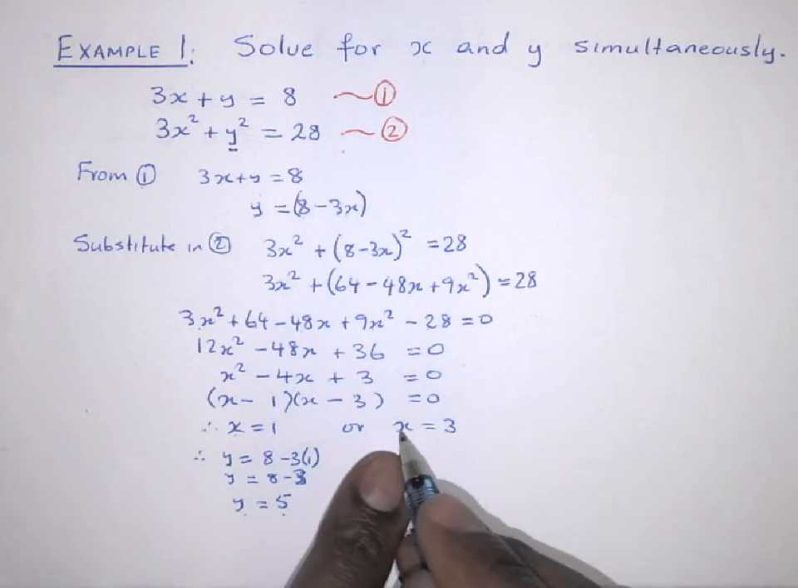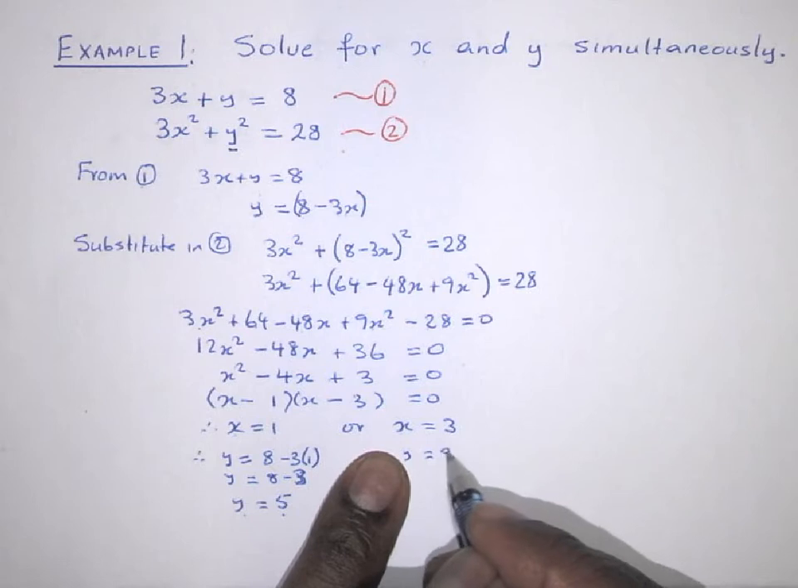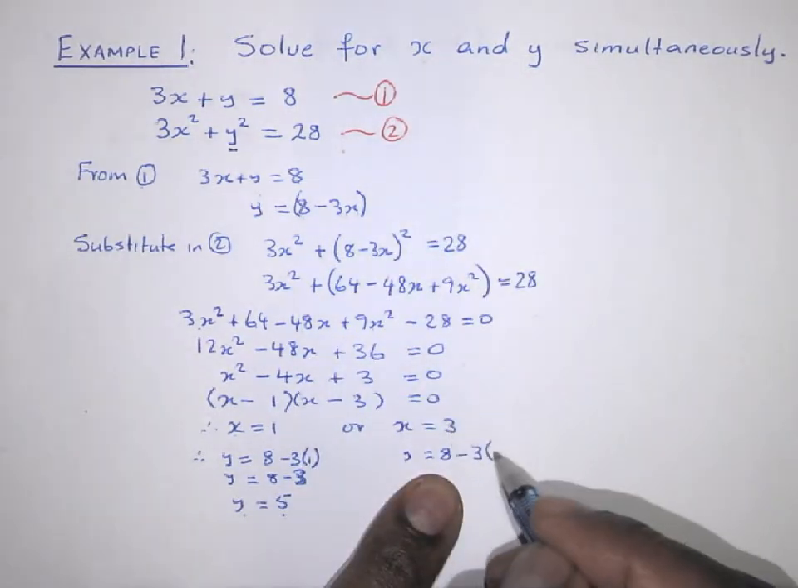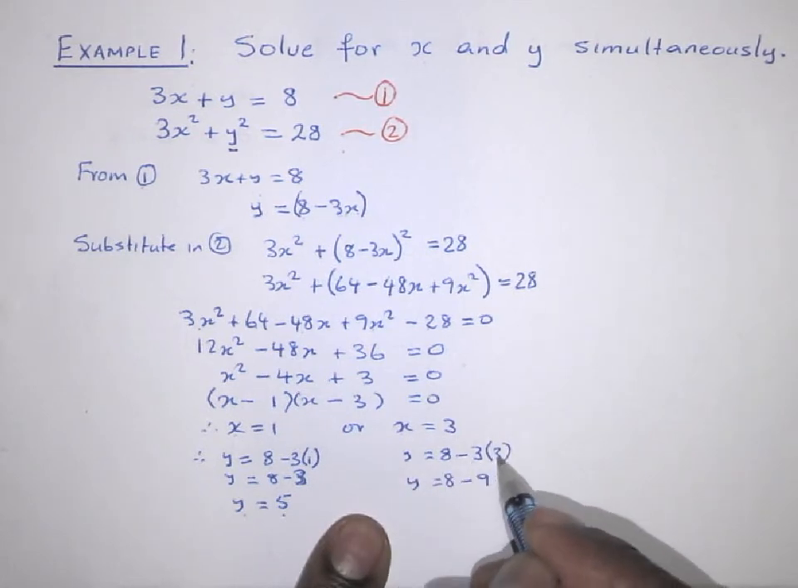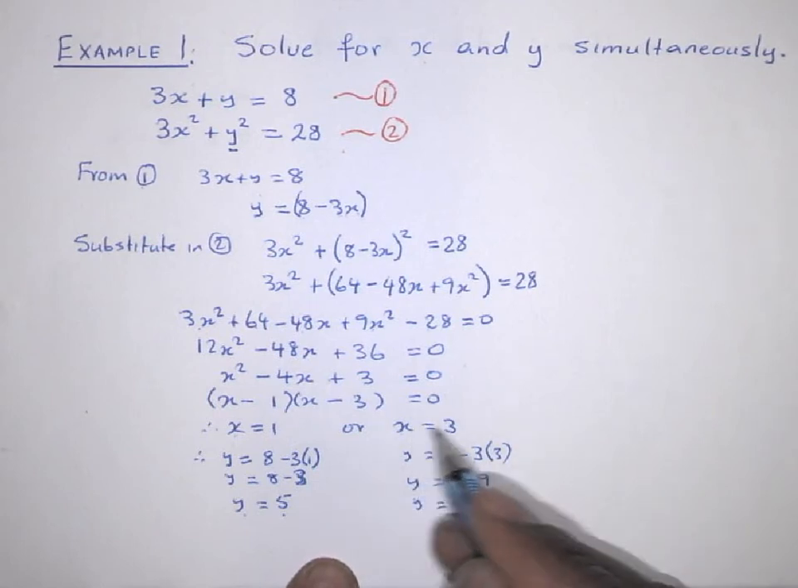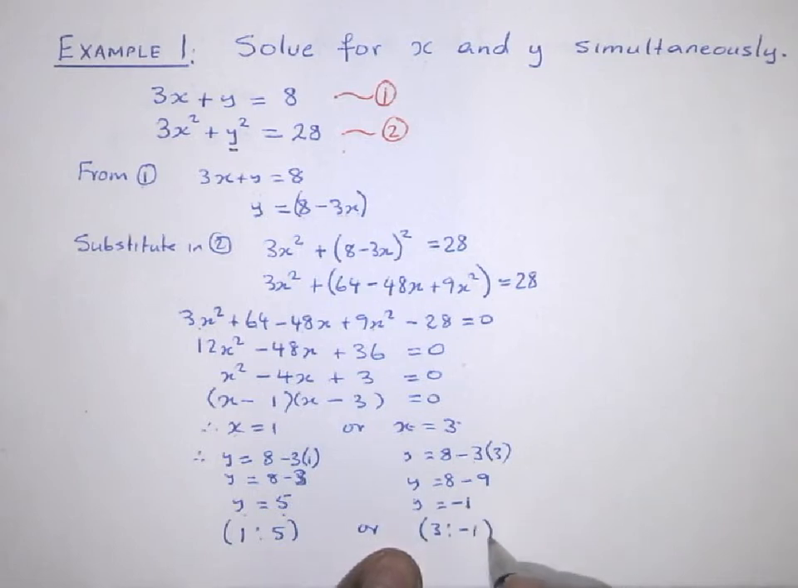Let's come to this one. If x is 3, what is the y value? We said y is equal to 8 minus 3 times the x, which is now 3 times 3. So I get y is equal to 8 minus 9, because minus 3 times 3 is minus 9. So y is equal to minus 1. Meaning when x is 3, y is minus 1. So we can also write this as coordinates. The x value is 1 and the y value is 5, or the x value is 3 and the y value is minus 1.